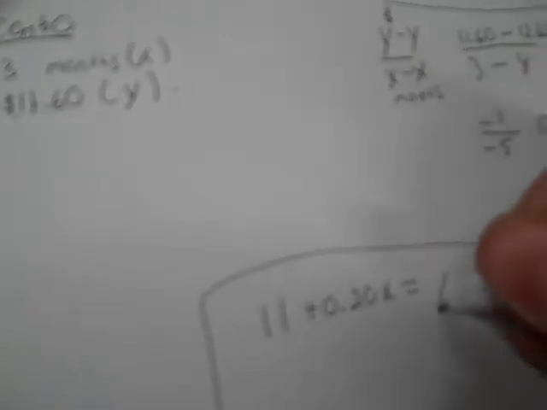So 11.60 minus 0.6 is 11. Equals 1 dot B, and I don't need the 1 because if it's a 1, divide by 1, so that's 11. So my equation is 11 plus 0.20x equals y, okay?